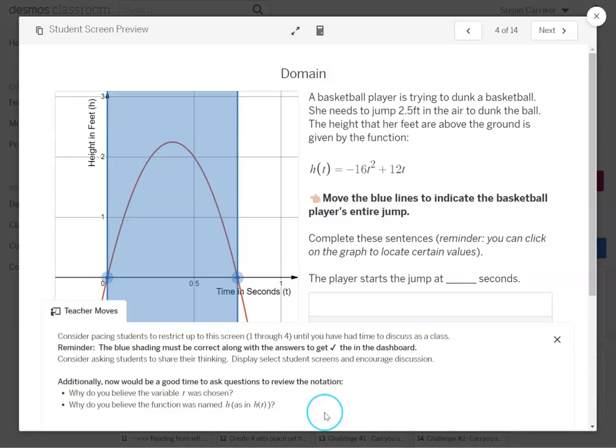And then down here at the bottom, I'm kind of going back to the function notation. Why do you believe the variable t was chosen? And they may notice, oh, that's time, so t for time. Why do you think the variable h, or the function name h, was chosen? H for height? So let them tell you instead of you telling them. So ask those questions and get the kids to volunteer answers to those questions.